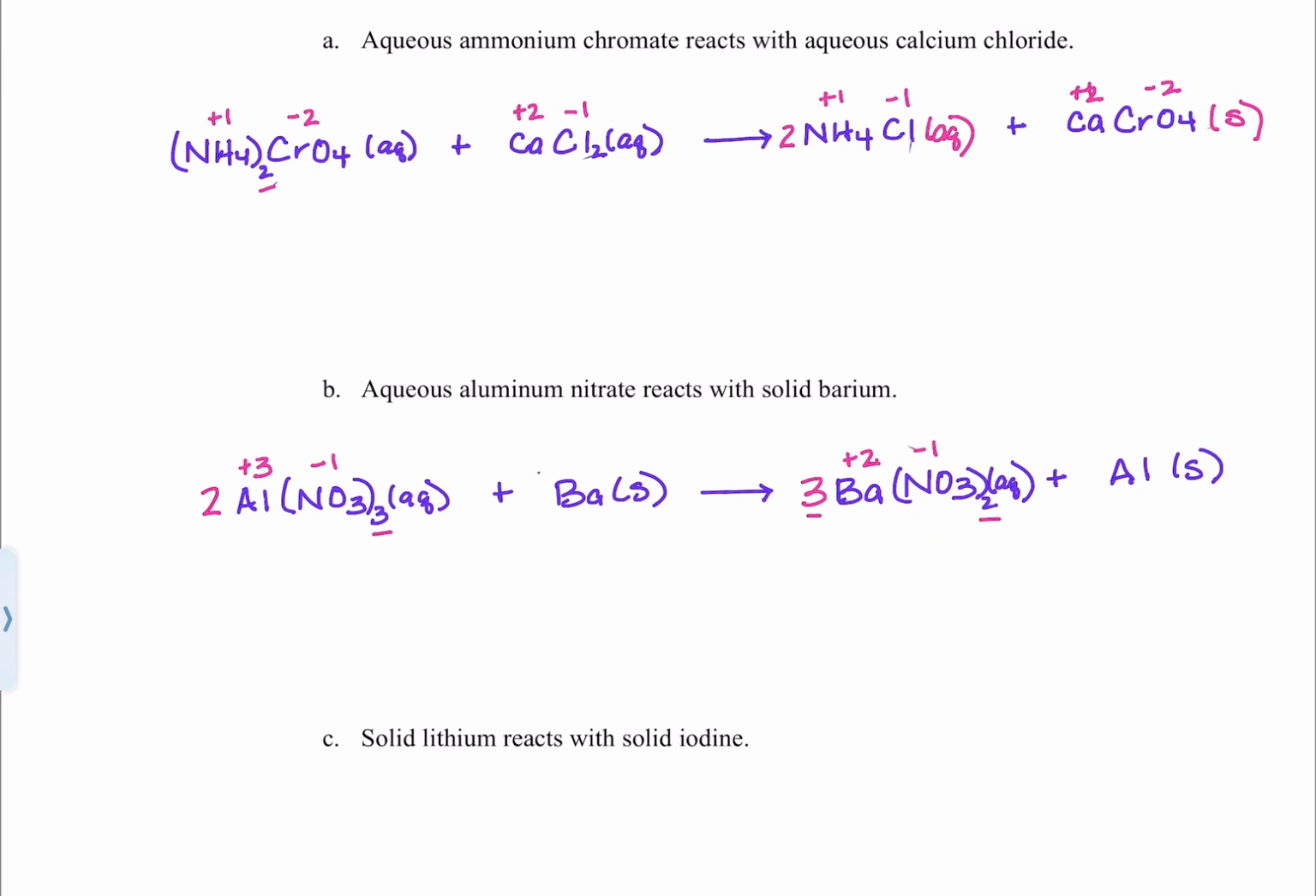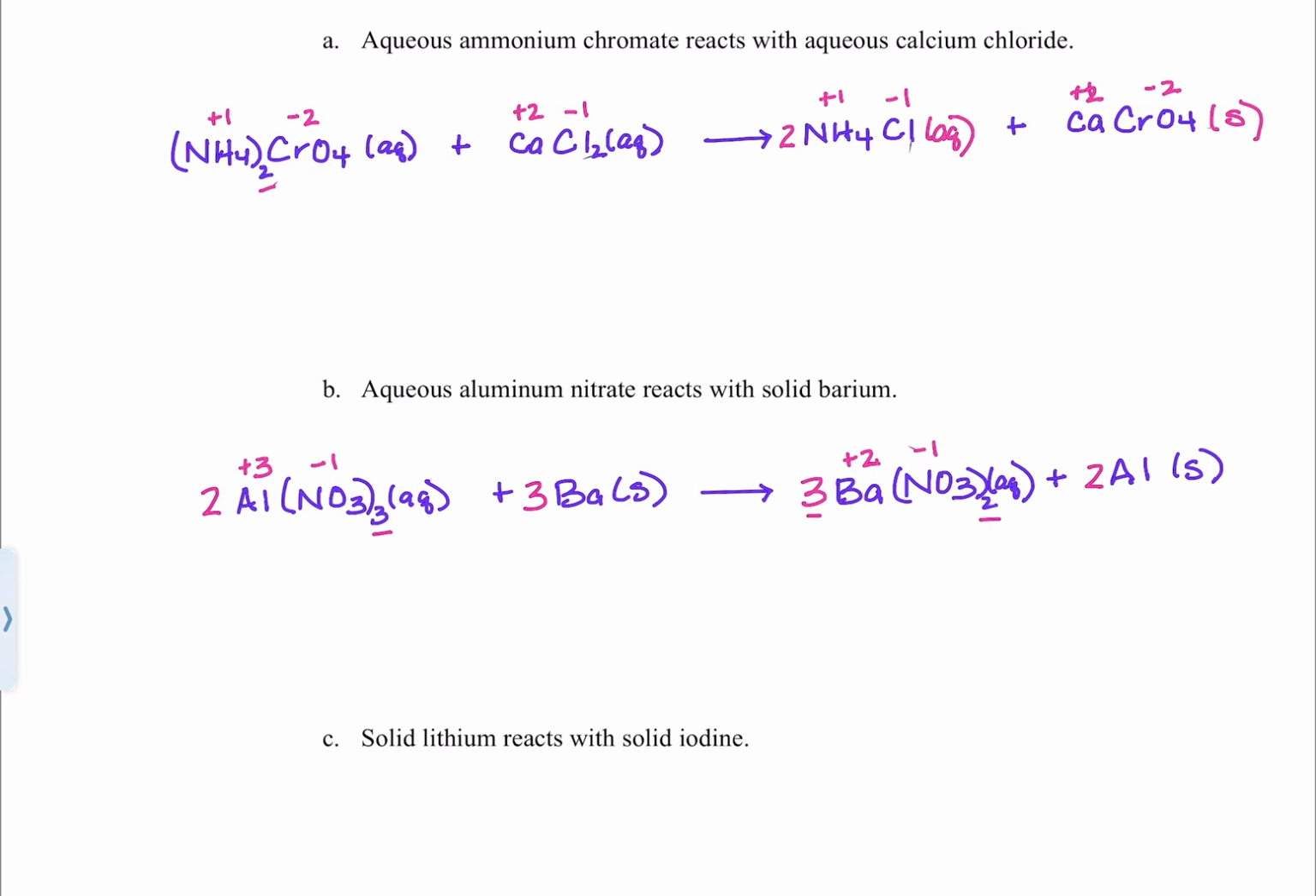For our barium nitrate, we made 3 barium. So let's make sure we have 3 barium on our reactant side. For our aluminum nitrate, when we put the 2 as a coefficient, that made sure we had 2 aluminum on the reactant side. So we need to make sure we put a 2 in front of the aluminum on the product side. And now our equation is balanced.